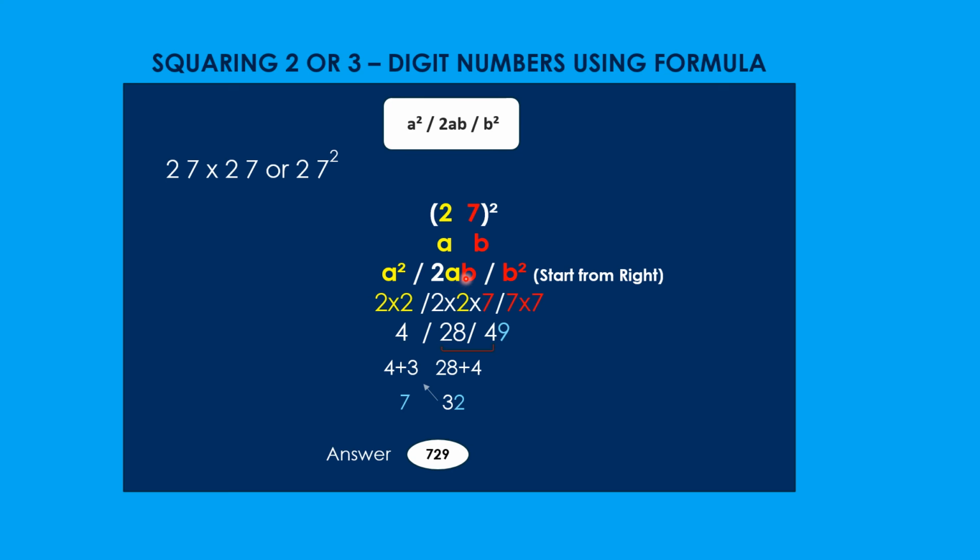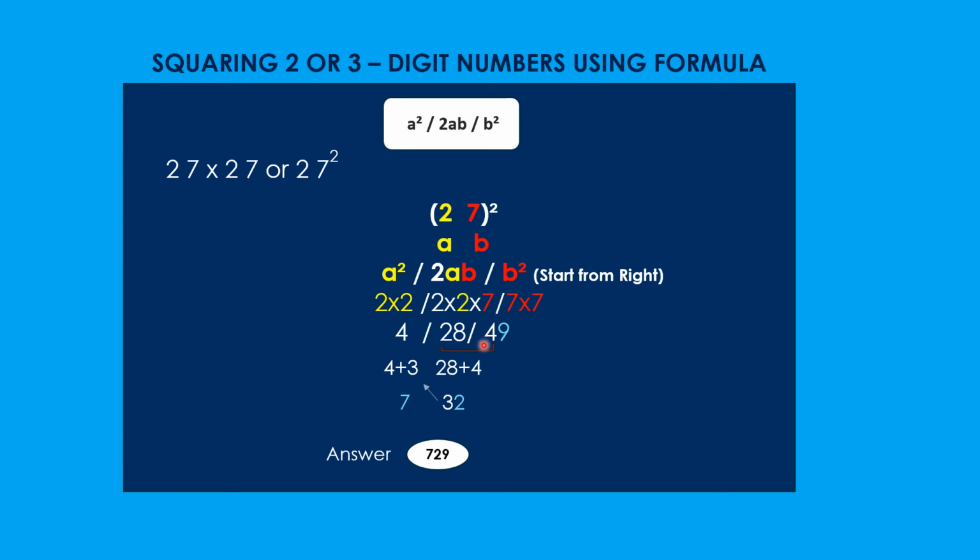2 times A times B. So 2 times A, our A is here 2. So 2 times 2 and B is 7. So you write 2 times 7. And then to the left is A square. Our A is 2. So 2 times 2. Again start from the right. 7 times 7 is 49. 7 times 2 is 28. 2 times 2 is 4.